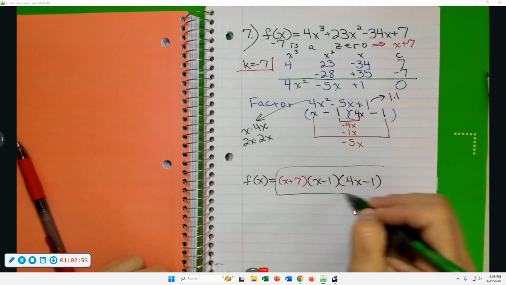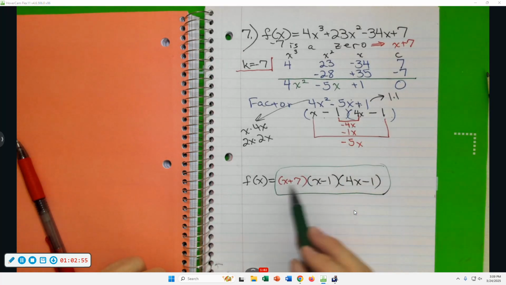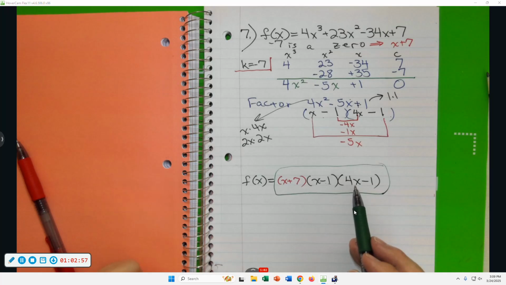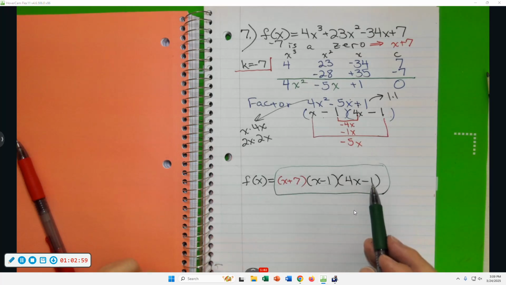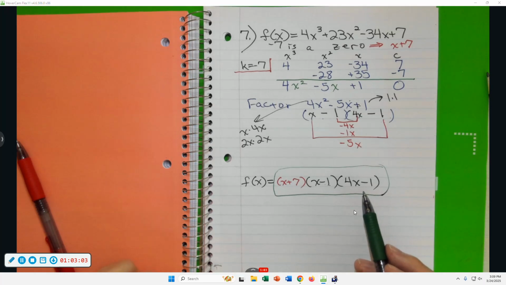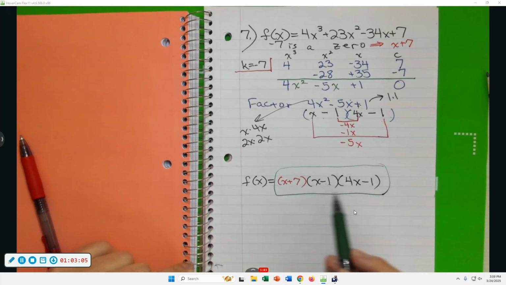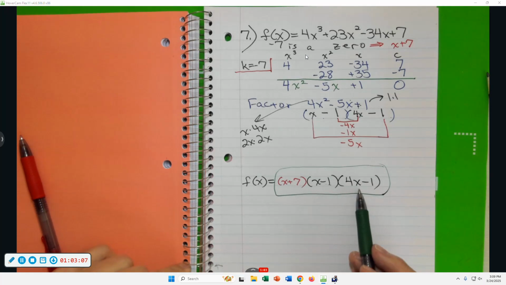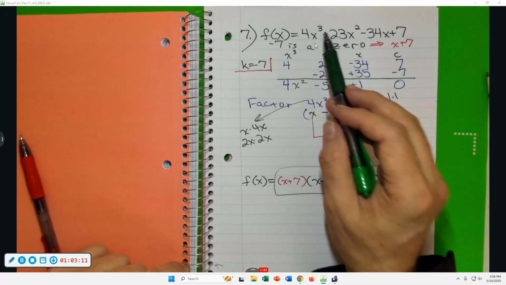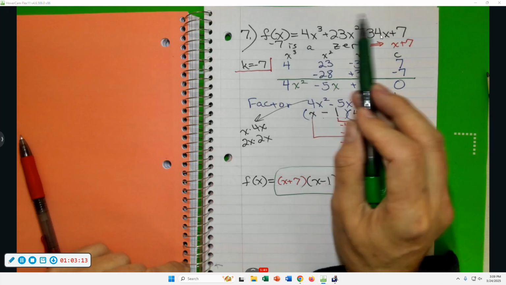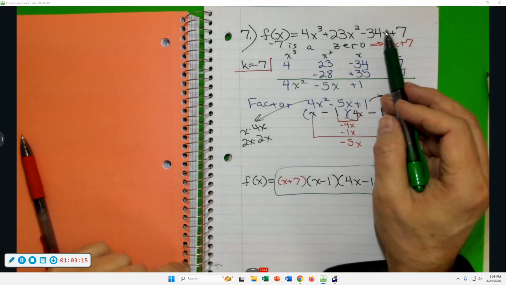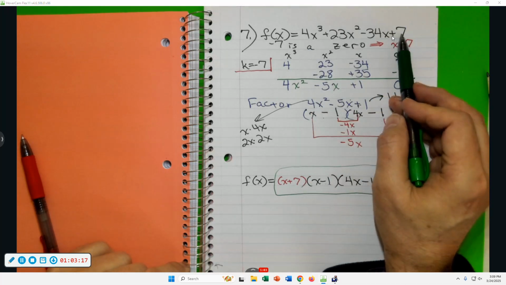If you went home and FOILed out two of those, then distributed the 4x over it, distributed the negative 1 over that, combined like terms, you would eventually get back what? If you multiply all that out, what would you get back? Okay, the f of x, 4x cubed plus 23x squared minus 34x plus 7.